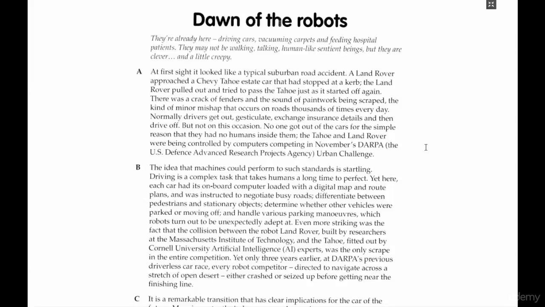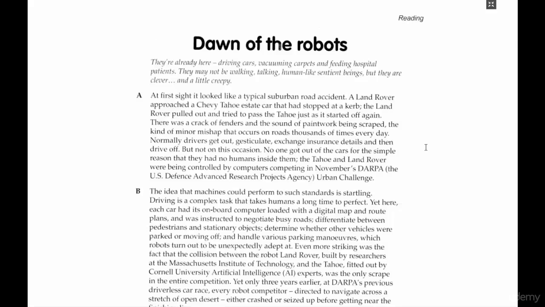Last sentence: no one got out of the cars for the simple reason that they had no humans inside of them. The Tahoe and Land Rover were being controlled by computers competing in November's DARPA competition, or competition challenge, right? So our first sentence tells us that when we first look at it, it looks like a typical suburban road accident. And then our last sentence tells us no one got out of their cars because they were driven by computers, right? So we have to find something that matches that.